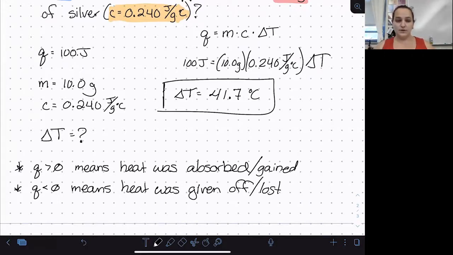The sign that we're using on Q in both of these examples was positive because we were putting heat into the water and into the silver to increase the temperature. But if it was going in the other way, if these things were cooling off, we would expect the value of Q to be negative.